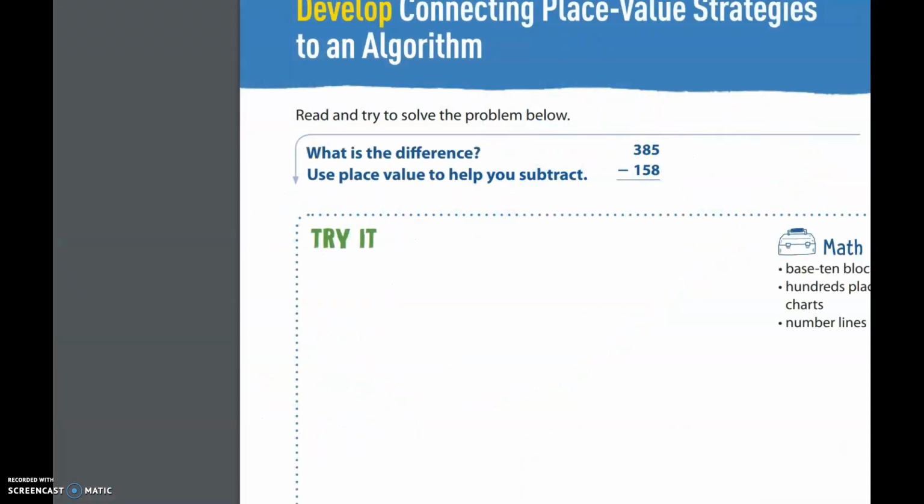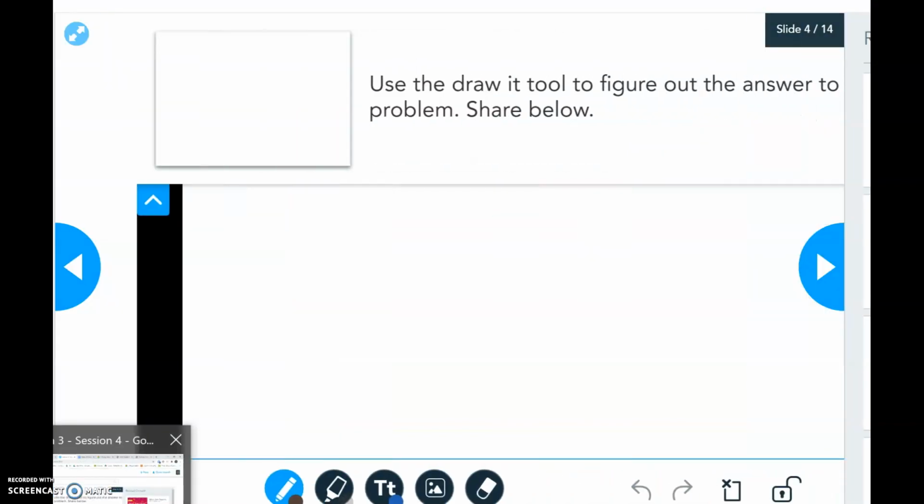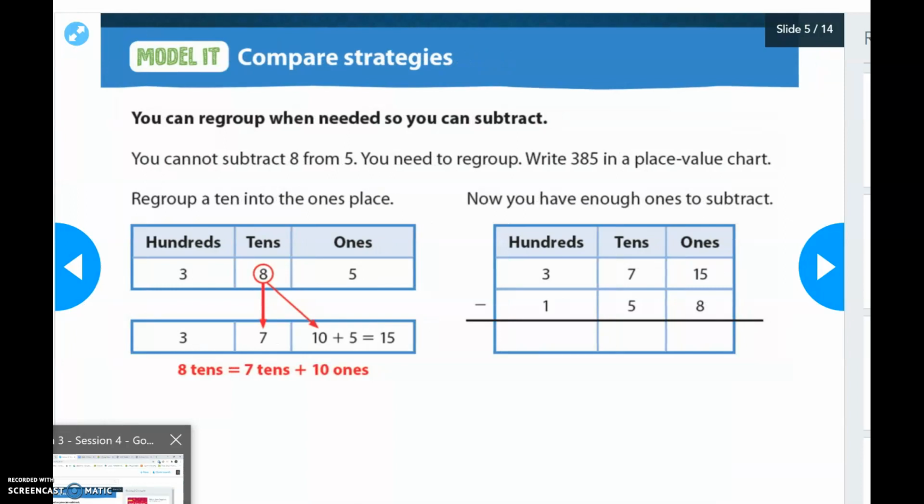Okay, let's go on to the back of that page. On the back of that page, it shows some compare strategies. So it says you cannot subtract 8 from 5, so you need to regroup. So we write 385 in the place value chart, and we regroup one of the 10s to the 1s. So it's saying, okay, we can't subtract 158, so we're going to regroup this and say there's only 7 10s and there is 15 1s.